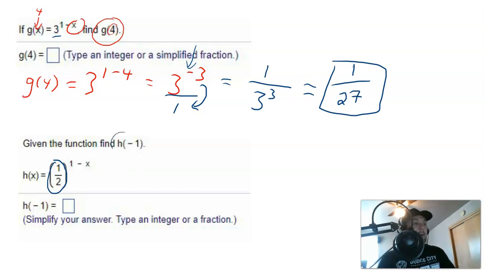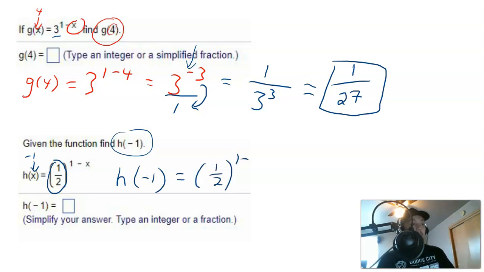And so we're being asked to find h of negative 1. So we'll take negative 1 and plug that in for x. So we'll have h of negative 1 equals 1/2 to the power of 1 minus negative 1.